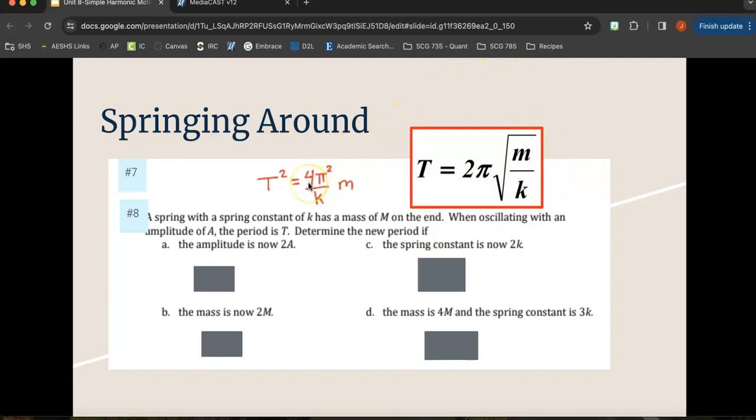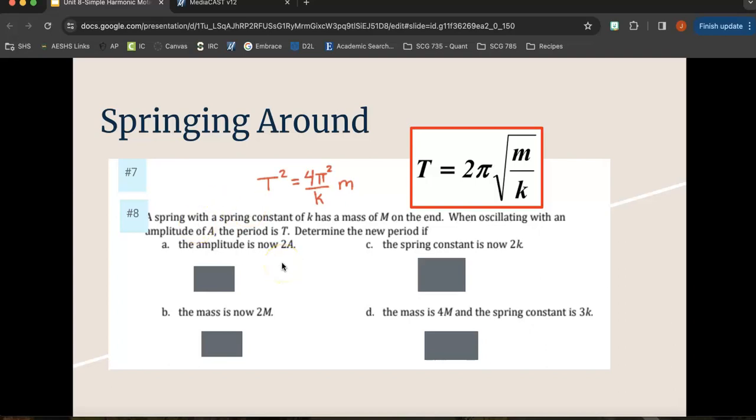So the square root of 4 pi squared is 2 pi. The square root of m over k, and then the square root of T squared is T. They're the same equation. You can use either. So next, this question 8 is just asking you to apply proportional reasoning.